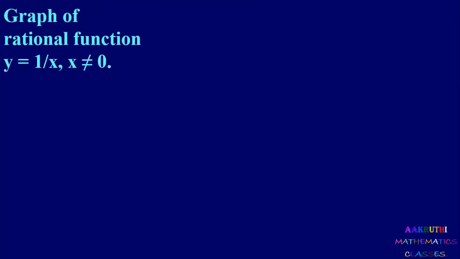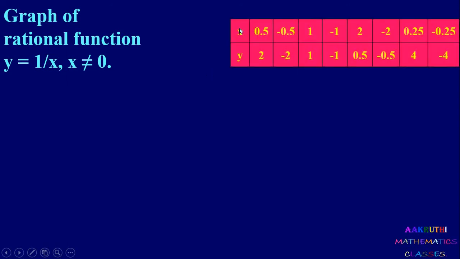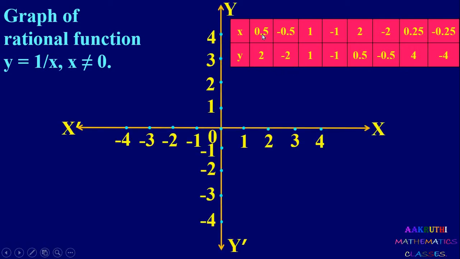Next we draw graph of rational function y equal to 1 by x when x is not equal to 0. Now here we take different value for x, then we get y values like this. We draw graph for x equal to 0.5, y value is 2. When x equal to minus 0.5, y value is minus 2. When x equal to 1, y value is also 1. When x equal to minus 1, y value is minus 1. When x equal to 2, y value is 0.5. When x equal to minus 2, y value is minus 0.5.